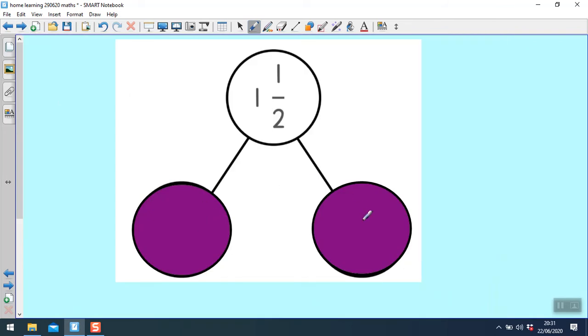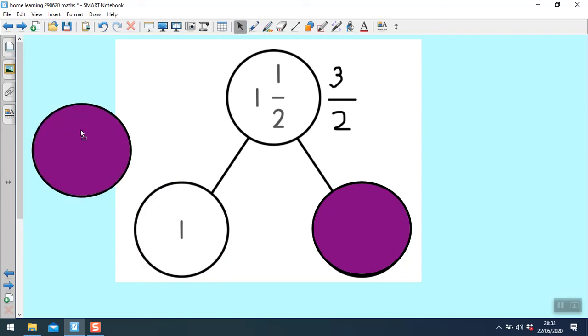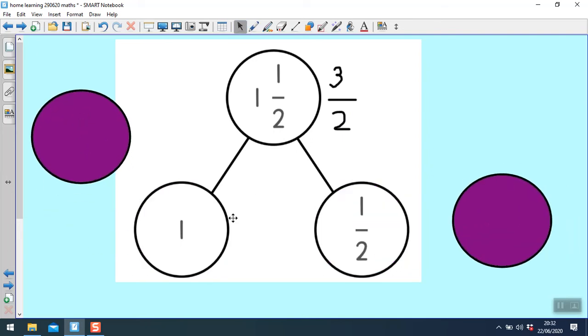What could go in my part whole model? This is the whole, so 1 1/2. What two fractions add together to make 1 1/2? Pause the video while you think about it. So remembering that 1 1/2 is the same as 3 halves, what can we add together to make 3 halves? I could have 1 1/2, or I could have 2 halves plus 1 half.